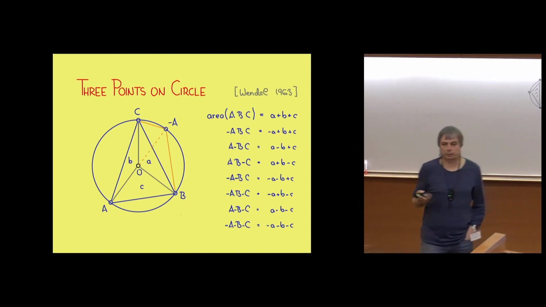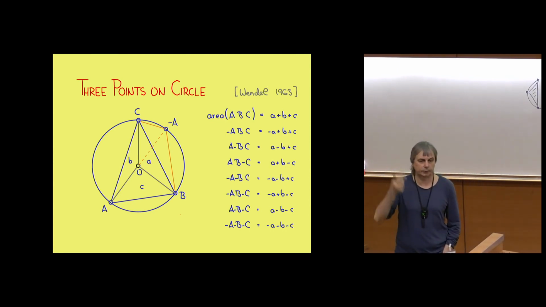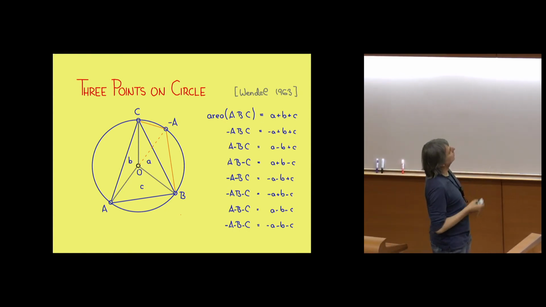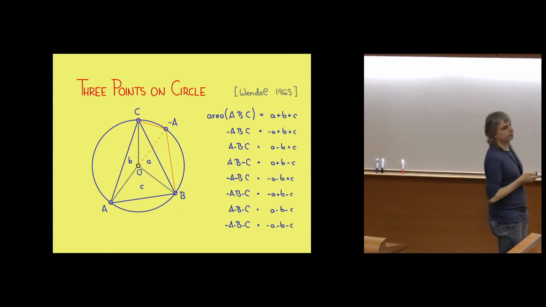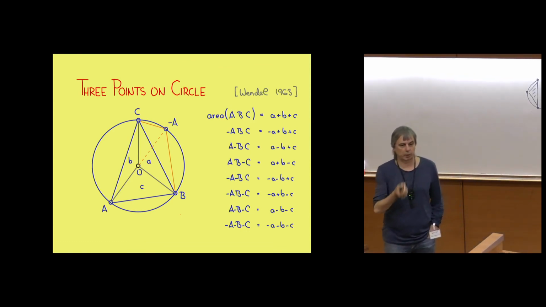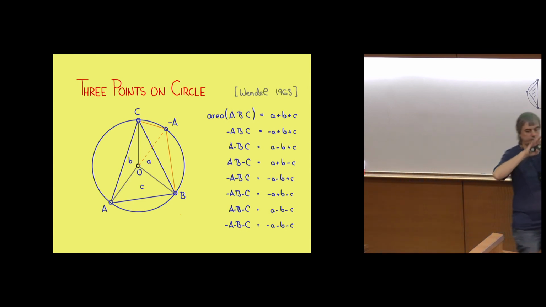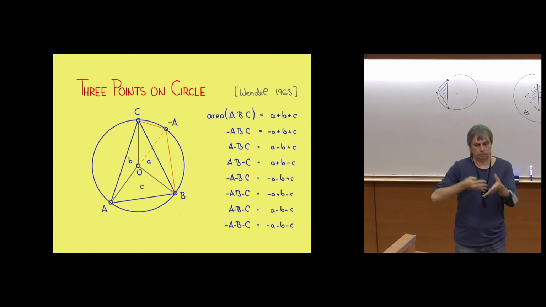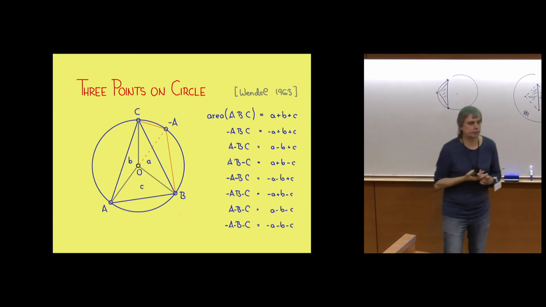Out of these 8 triangles, 2 of them contain the center, namely the first and the last. All the others do not contain the center. And since they're all equally likely, so this is a trick by Wendel from 1963. The probability that you contain the center is 1/4. This extends to 3 dimensions. So in 3 dimensions, you have a sphere, 4 points on the sphere. You have 16 tetrahedra through all the reflections. 2 contain the center, so the probability that the tetrahedron contains the center is 1/8.